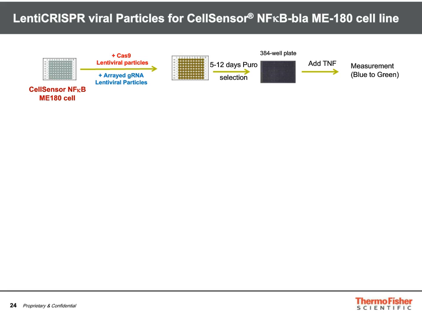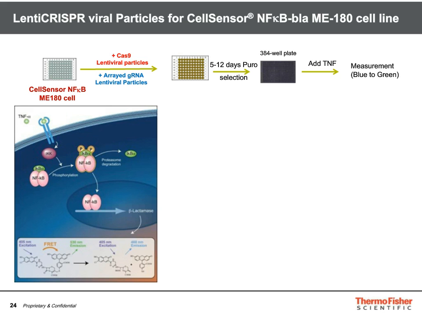These then integrate into the genome and allow us to do antibiotic selection over about a week to amplify that cleavage, that knockout. These cells were then transferred to a 384-well plate, and we stimulated the NF-kappa B signaling pathway with TNF, tumor necrosis factor, and now we can measure using our readout. The system looks something like this. On the bottom here, you'll see our reporter molecule. It's a FRET-based fluorescence molecule.